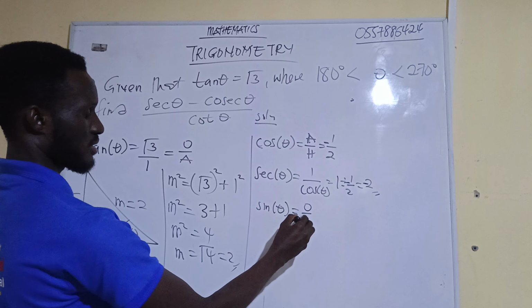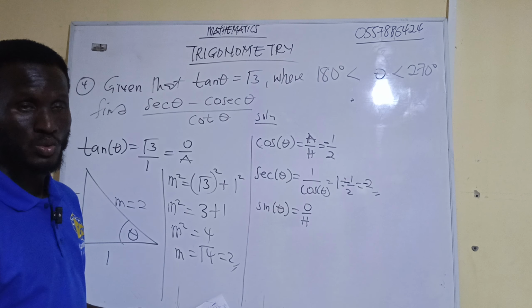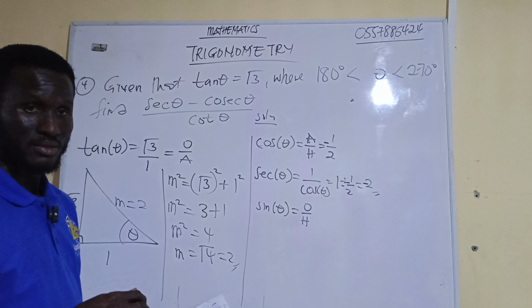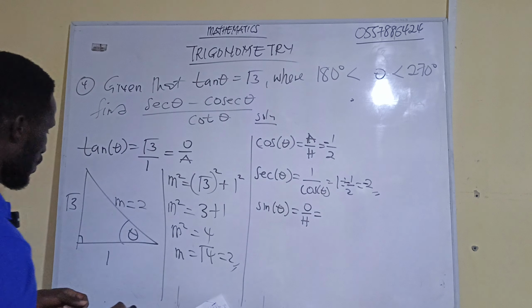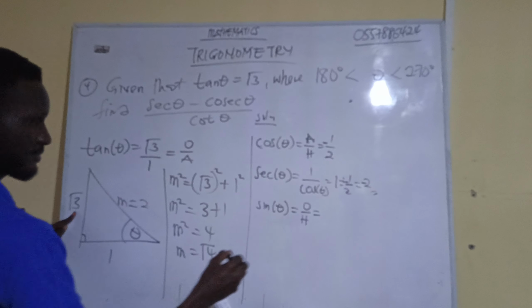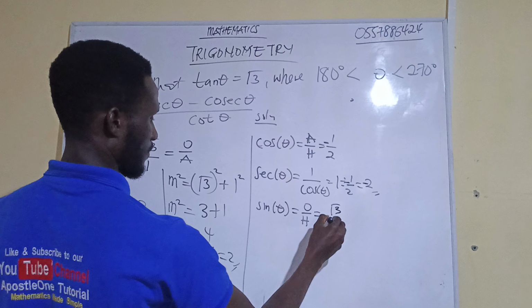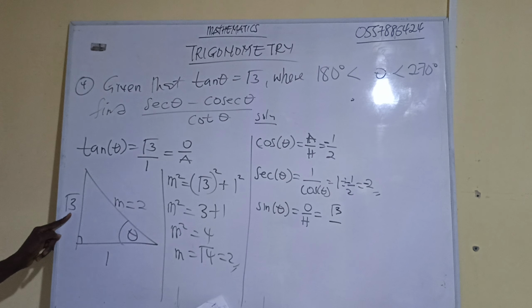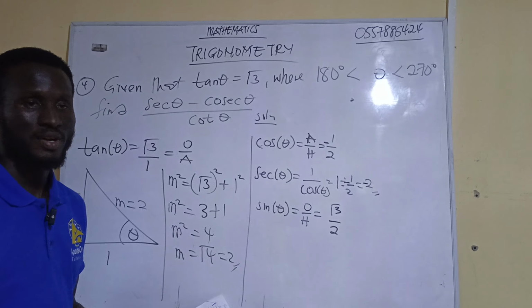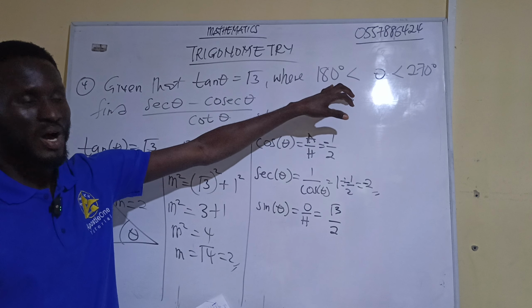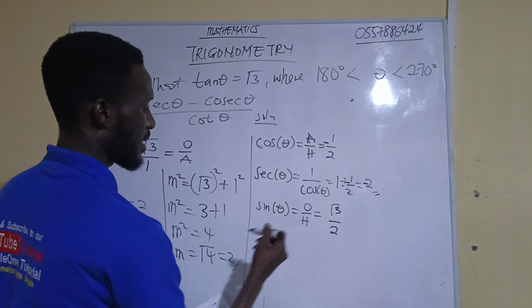Now, the sine is opposite over hypotenuse. And then, where is the opposite? The opposite is root 3 over hypotenuse. What is the hypotenuse? The hypotenuse is 2. Now, don't forget that in the third quadrant, the sign is negative, so I need to negate it.